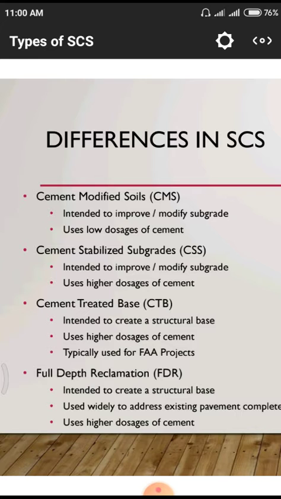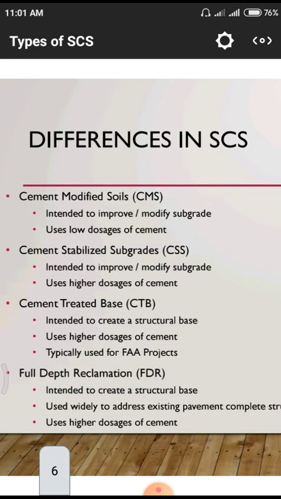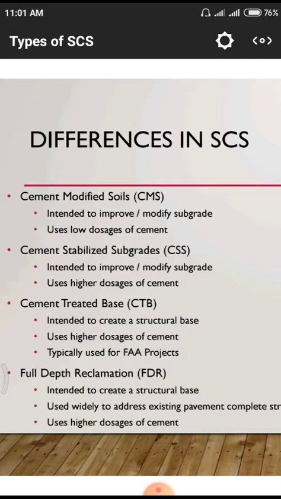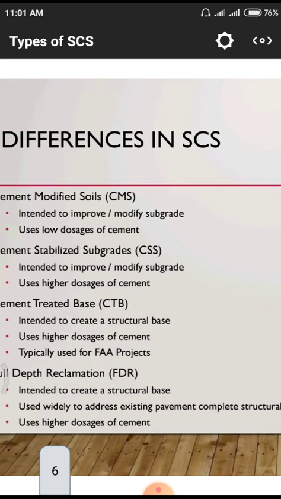Next one, full depth reclamation. That means full depth reclamation we already discussed. The total content of structure we have to replace by using existing matter, intended to create a structural base. In this also we are creating a structural base with the help of existing matter, used widely to address existing pavement complete strength failures, and uses high dosage of cement. Only the first content, cement modified soils, is the method which uses less quantity of cement. Other than this, the remaining three methods are utilizing more content of cement.